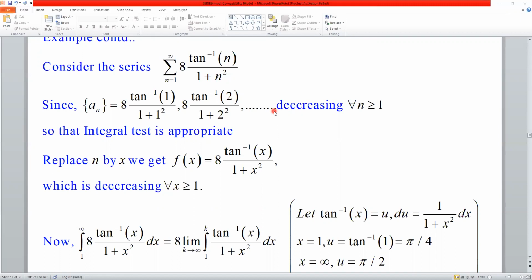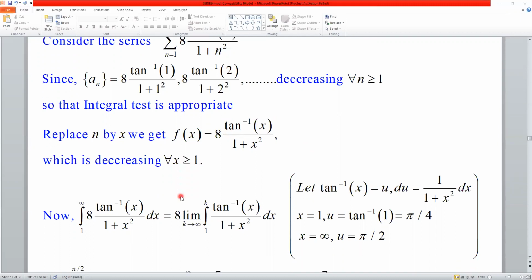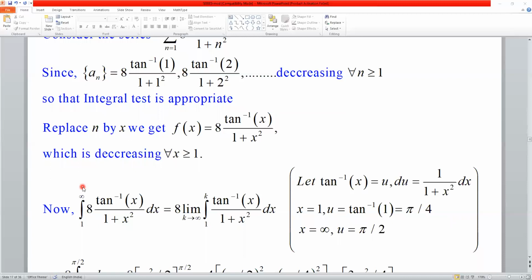Replace n by x, we get f of x equal to 8 times tan inverse of x by 1 plus x square. So this function is bounded for all x greater than or equal to 1, a continuous and decreasing function. So let us apply the integral test. Let us integrate from 1 to infinity, because this function is defined for all x greater than or equal to 1. I have taken the limits from 1 to infinity. Let us integrate this function.